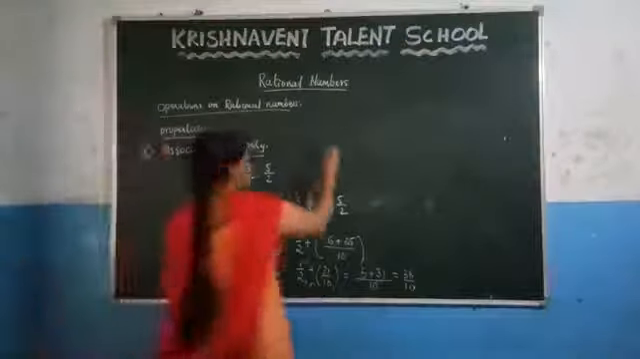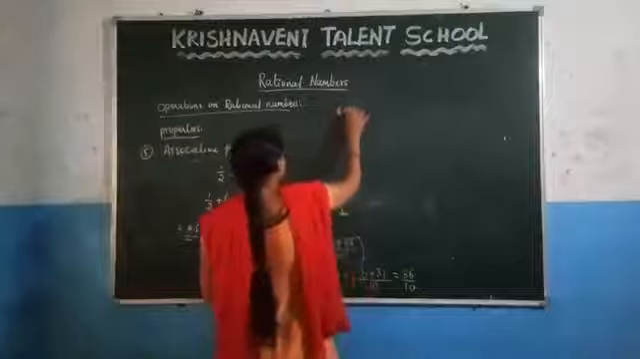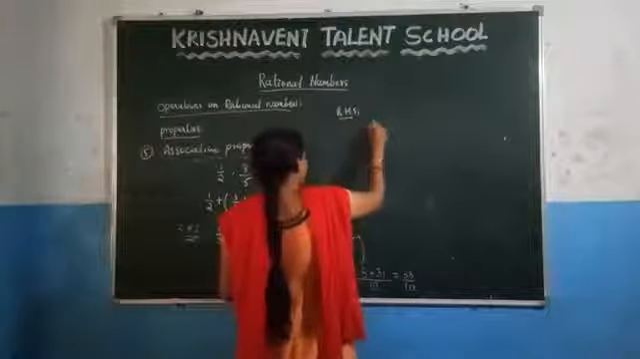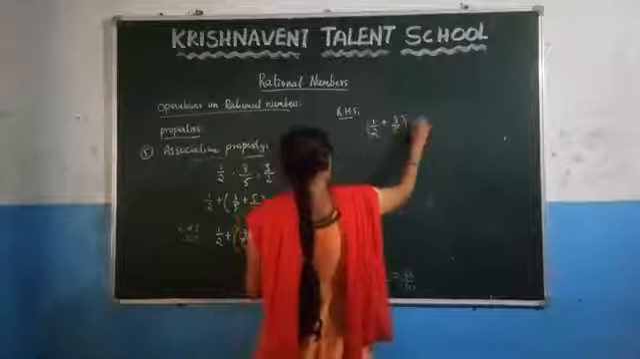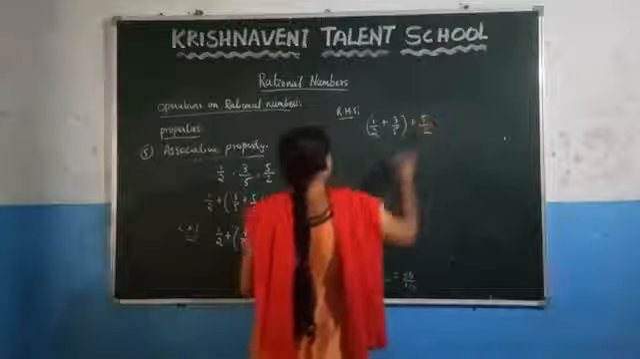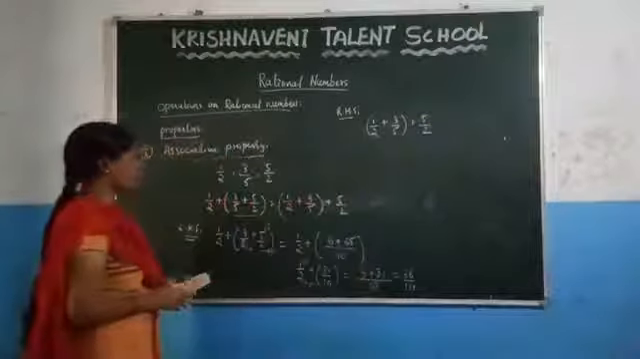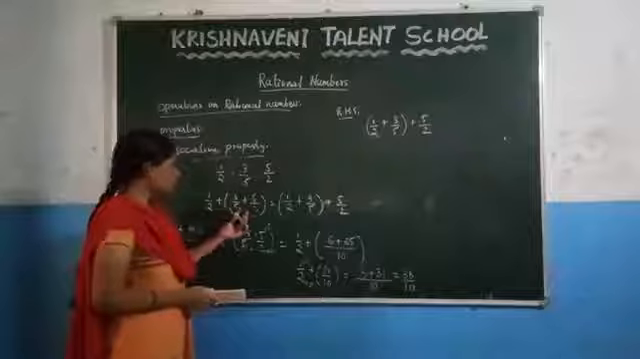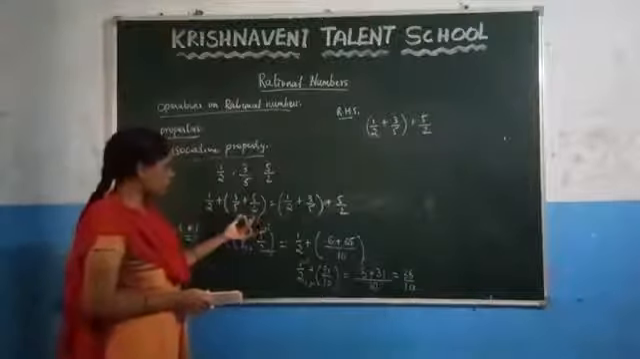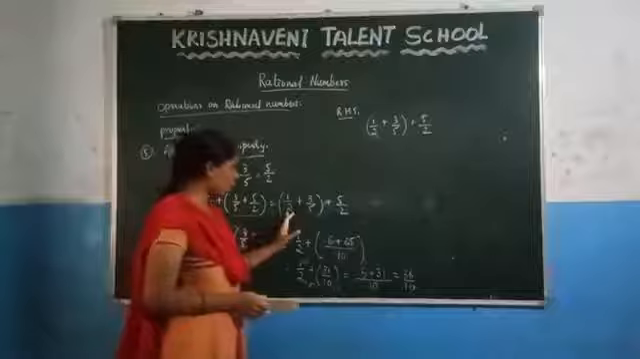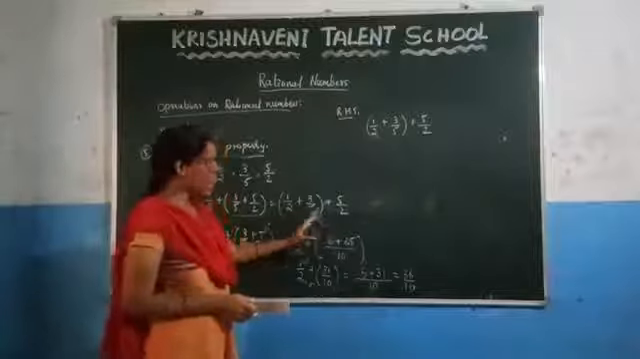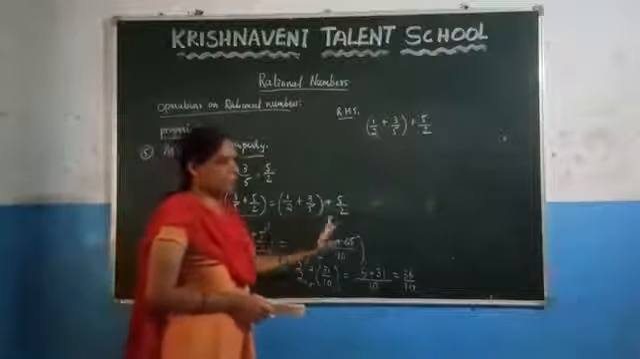Now take RHS. So here 1/2 + 3/5 + 5/2. In LHS what we have done, we added the second number and the third number. After getting the result, we added the first number. Here what we are doing, we are adding the first number and the second number. After getting the result, we are adding the third number.